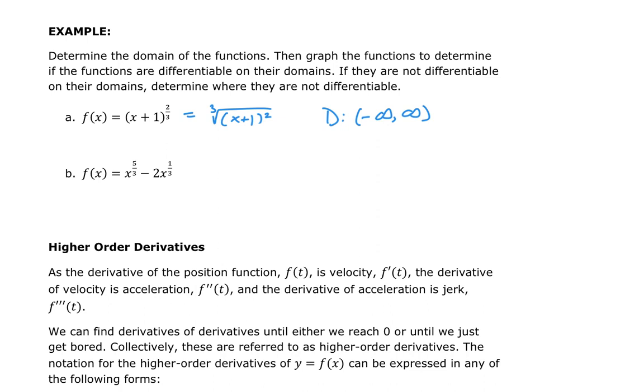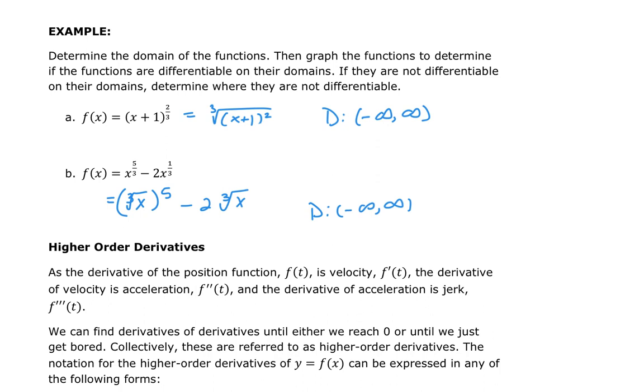And if we look at b, this is the same thing as the cube root of x raised to the 5th power minus 2 times the cube root of x. This also has a domain from negative infinity to infinity. So the domains are defined for all real numbers. But the question is, does either one of these have an issue with the graph having a vertical tangent or a sharp corner?